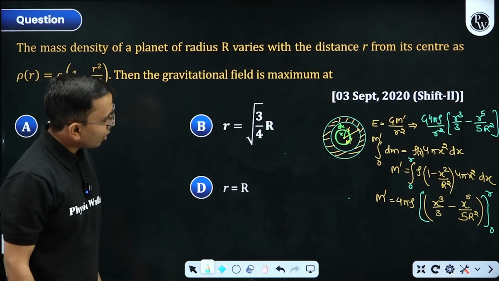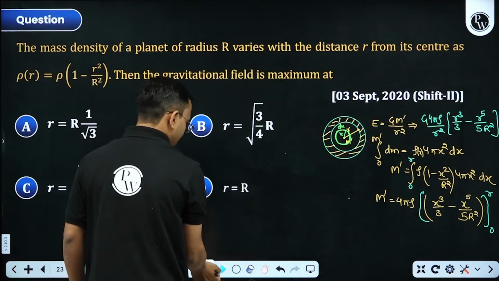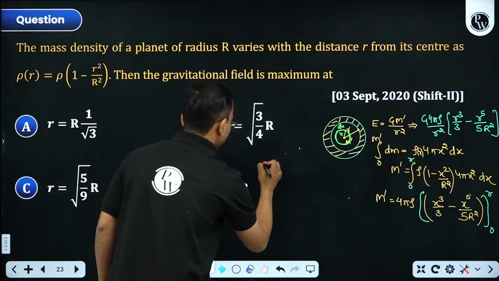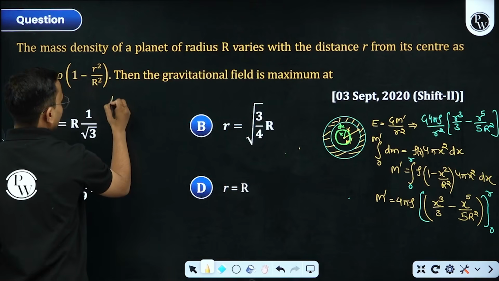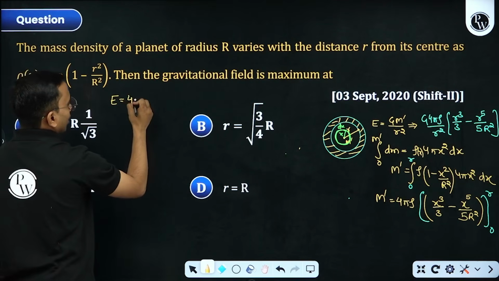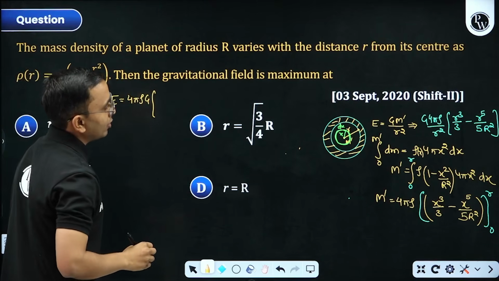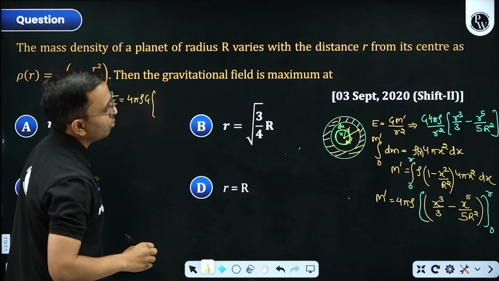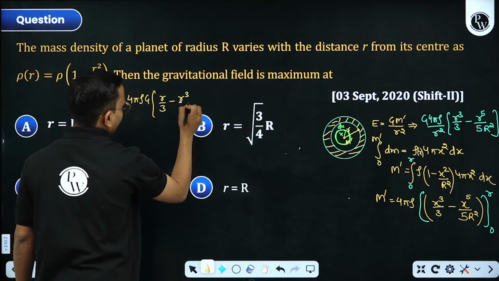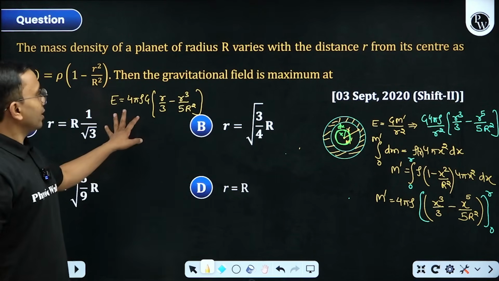Expression is right. I hope there is no calculation mistake. Put it there, put it here, then we'll see how to get the maximum value of this. So this will become 4 pi rho g, inside the brackets it is r by 3 minus r cube by 5 r square. Okay, this is the electric field.